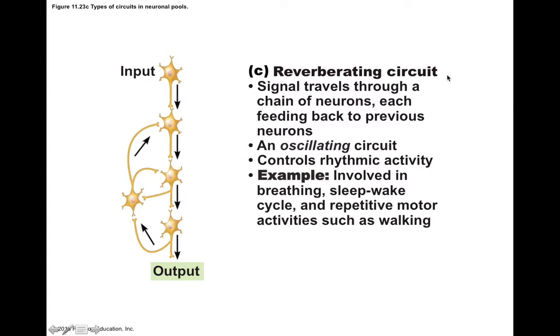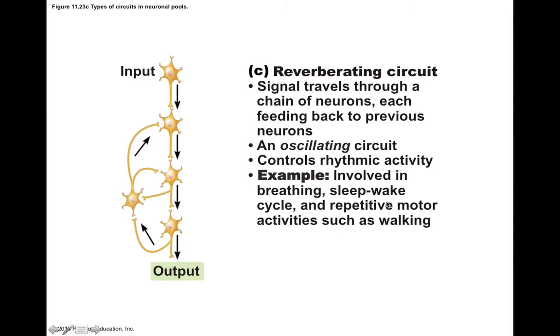A reverberating circuit is where a signal travels along a chain of neurons, and there's actually feedback along the way. What's interesting is that these reverberating circuits create rhythms or oscillations. You might wonder, where in the body would you want neural networks that generate rhythms? Well, it turns out that we have a lot of rhythms in our body.